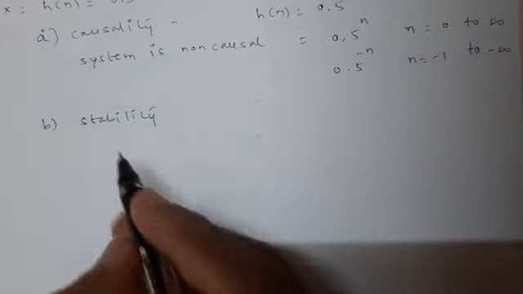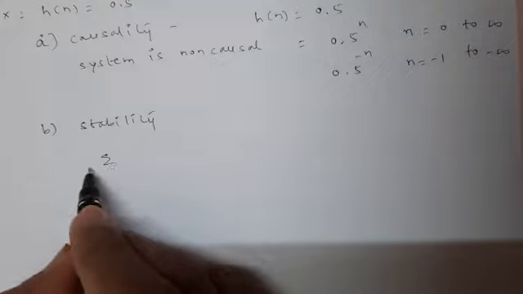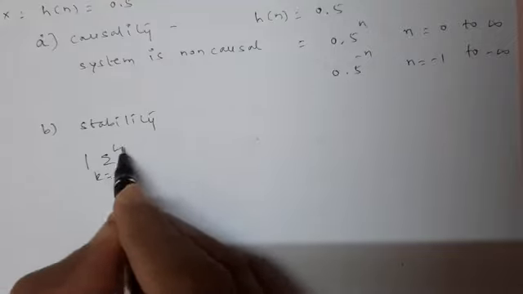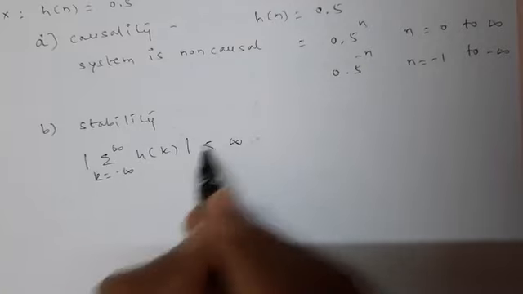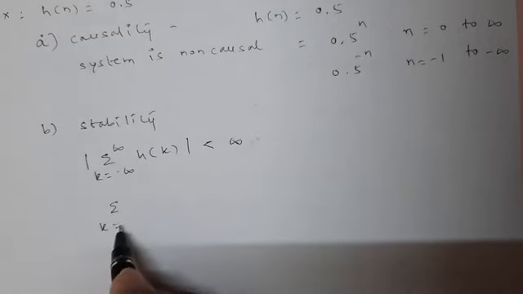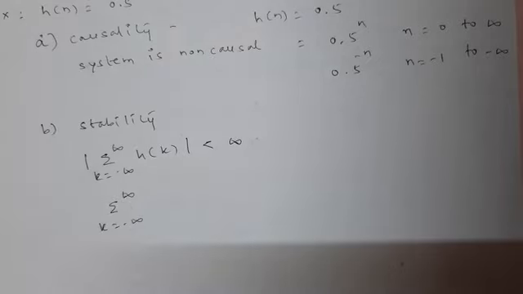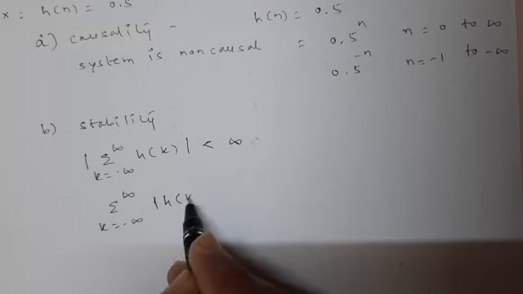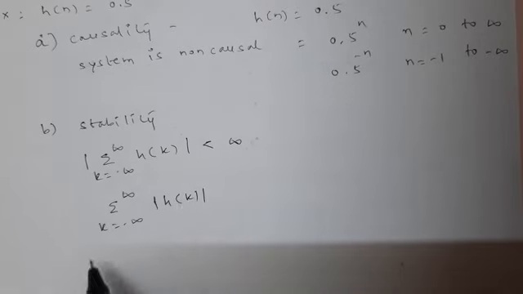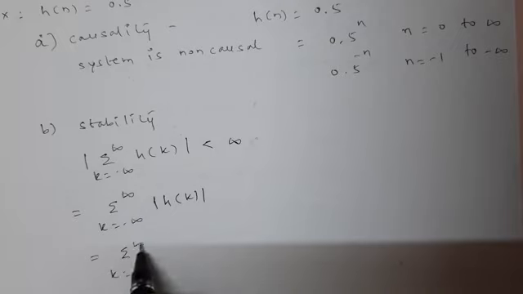Okay, stability. What it states is that the summation, k equal to minus infinity to plus infinity, of the magnitude of h of k should be less than infinity. So the summation, k equal to minus infinity to plus infinity, of the magnitude of h of k is equal to the summation of h of k, substituting here, 0.5 to the power k. Okay, I have replaced it.